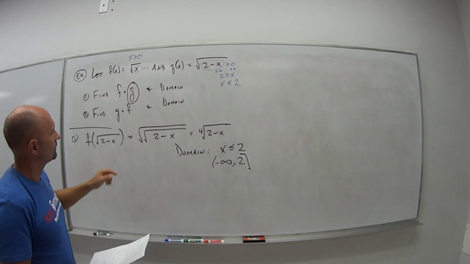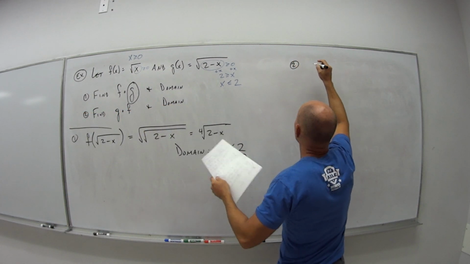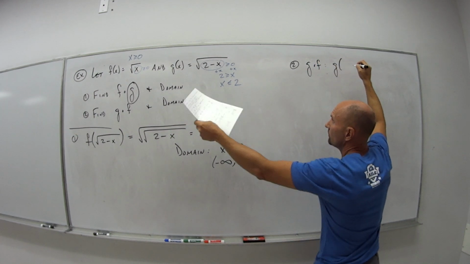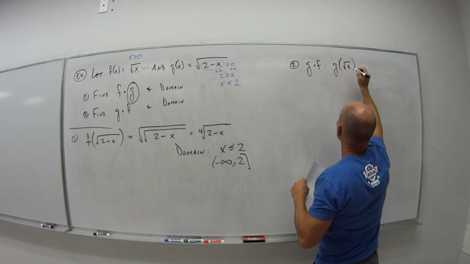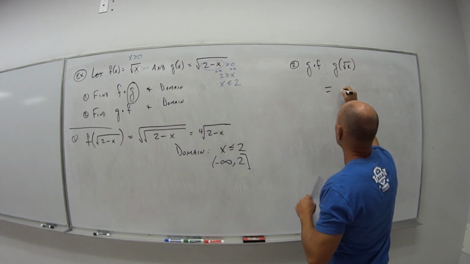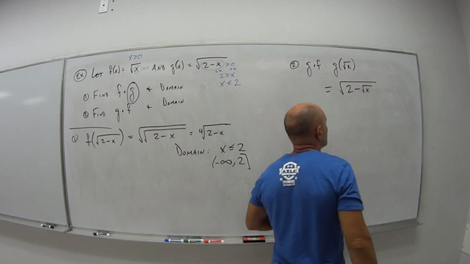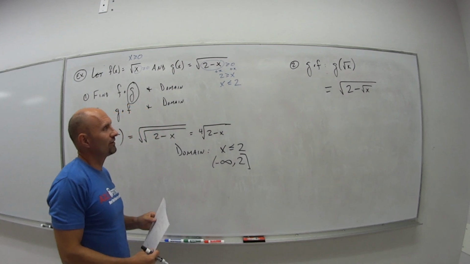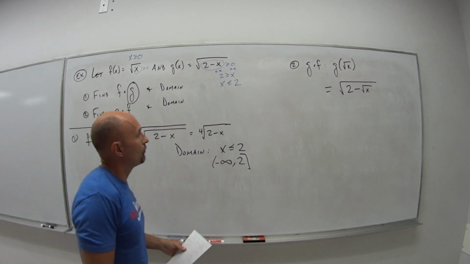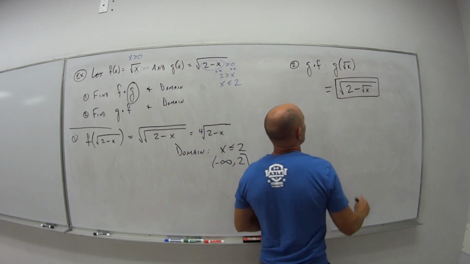So now, let's try number 2. So we have what? We want g of f, which is g of the square root of x. So I plug that into anywhere I have an x. So I get what? I get square root of 2 minus the square root of x. So this one doesn't simplify as nicely as the other. That's it in terms of what's the composite function. But we still need the domain.